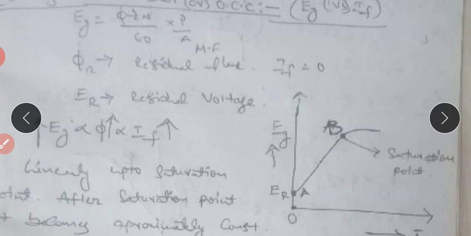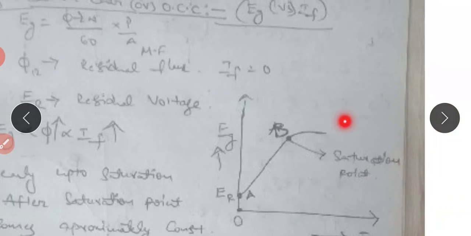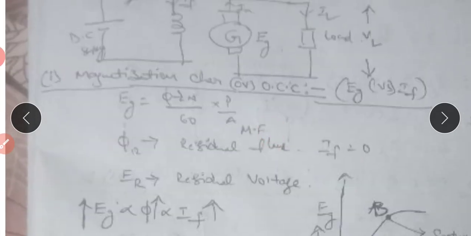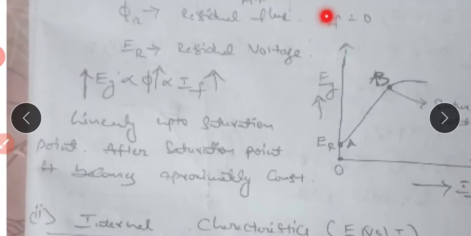By increasing field current also, the magnetic flux approximately maintains a constant value. So in that case, the generated EMF value also maintains a constant value. So after the saturation point, the generated EMF is approximately constant. Okay, this is the open circuit characteristics or magnetization characteristics of separately excited DC generator.